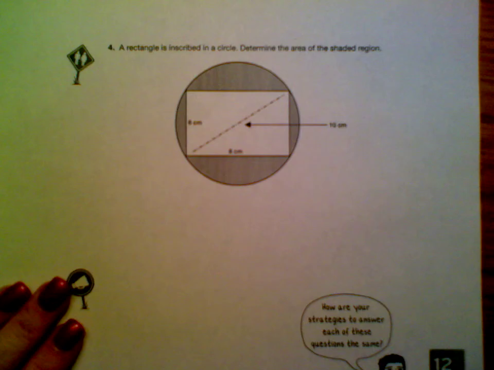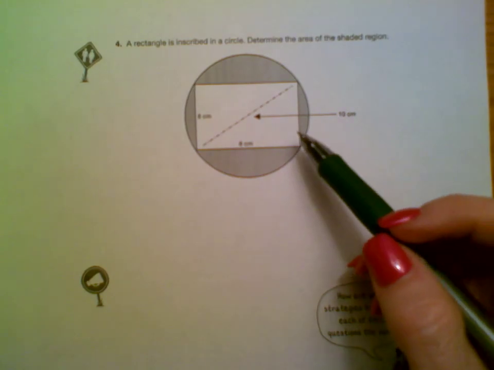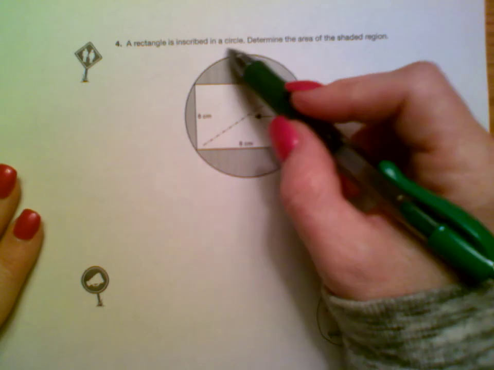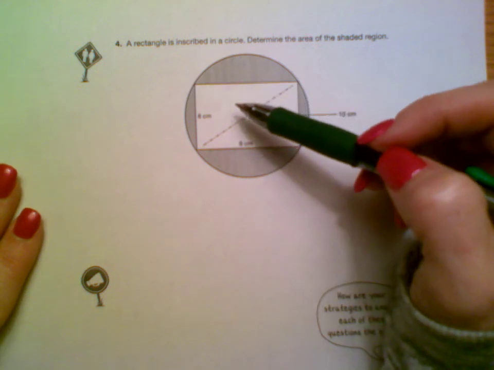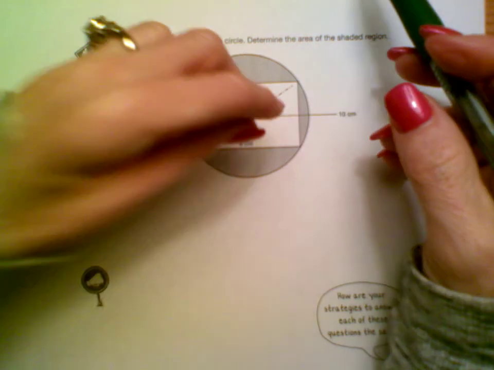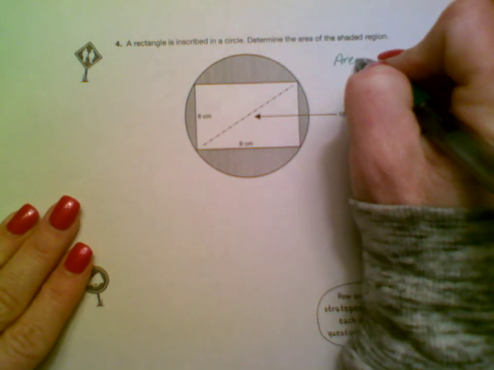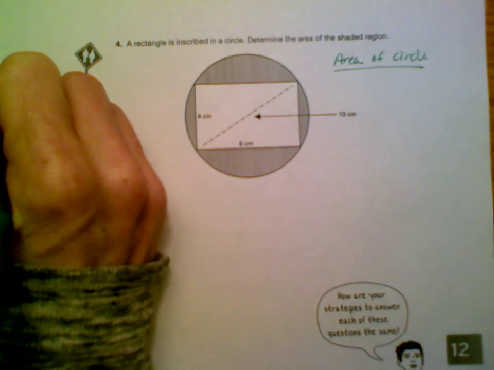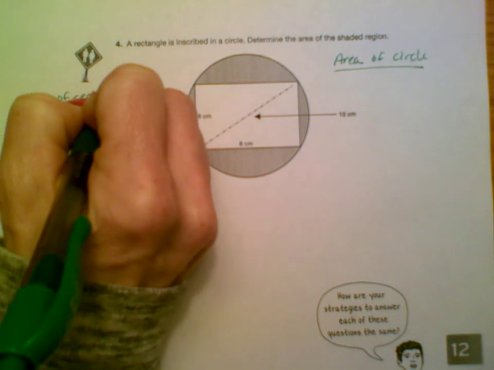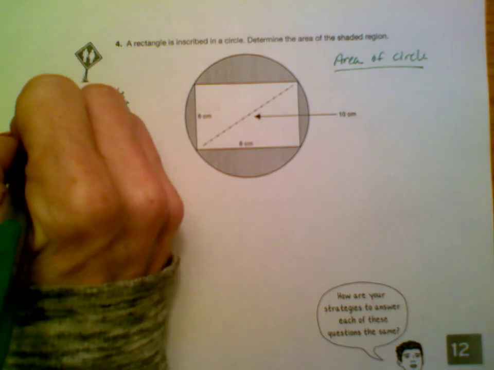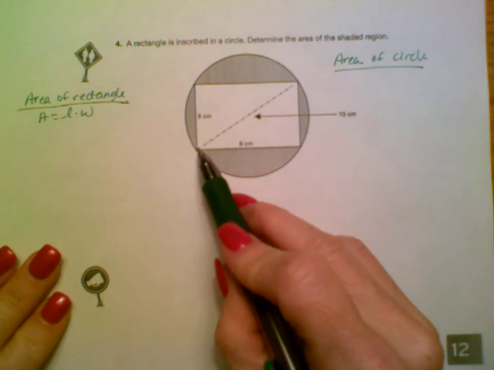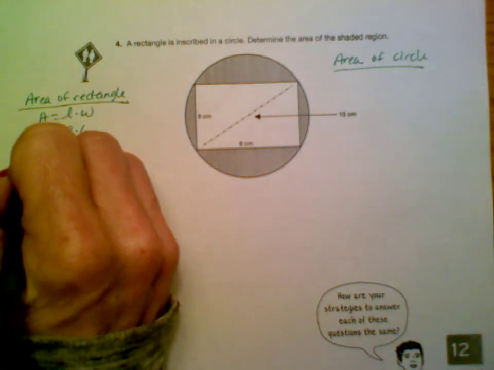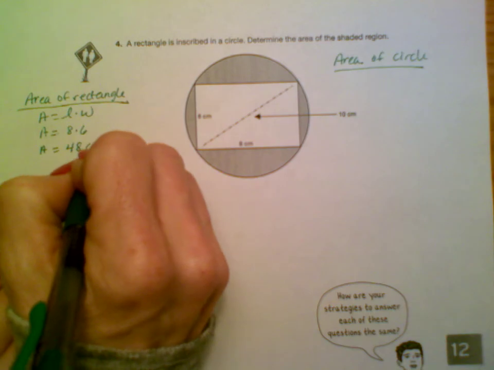Okay, let's look at one other one. Now I have the circle on the outside, rectangle on the inside. And I have a lot of different measurements. So again, I'm thinking if I can find the area of the circle, and if I can find the area of the rectangle, I could just subtract that out. So area of circle, and I'll do the area of the rectangle. So area of a rectangle is length times width. So I know 8 times 6. Area equals 48 centimeters squared.